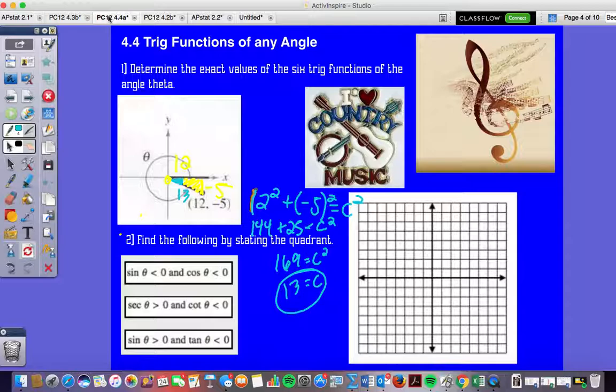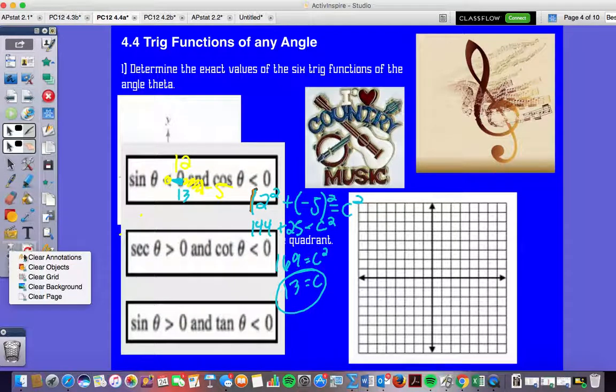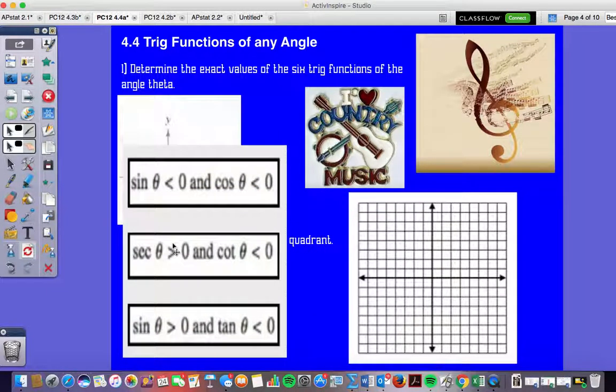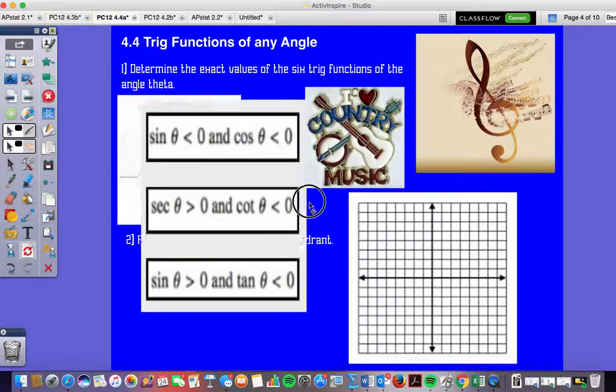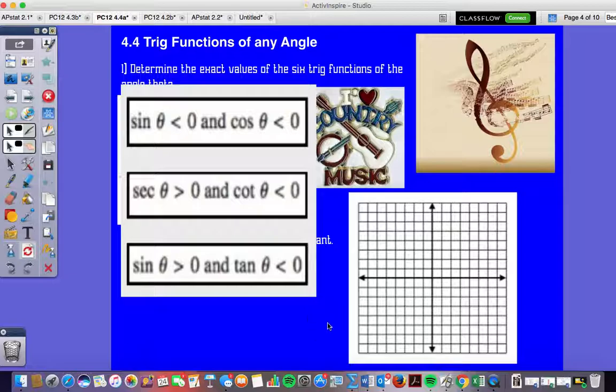These are ones that a lot of people struggle with. I'm going to blow this up just a little bit so you can see it. I'm going to erase this. Hopefully you can see this part here. We're going to look and see what quadrant these lie in, okay? And I need your help. So sine of theta is less than 0 and cosine of theta is less than 0. Anyone want to be vulnerable enough to say what quadrant it's in? Devin. It's in the third quadrant because they're both less than 0.